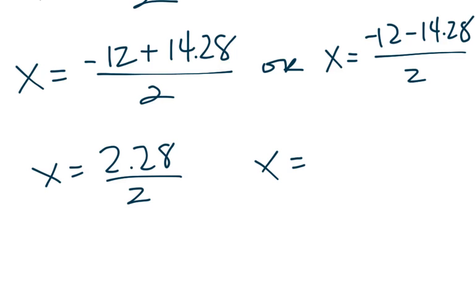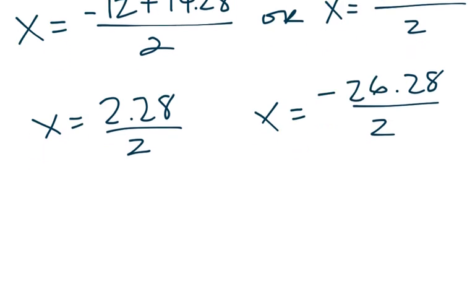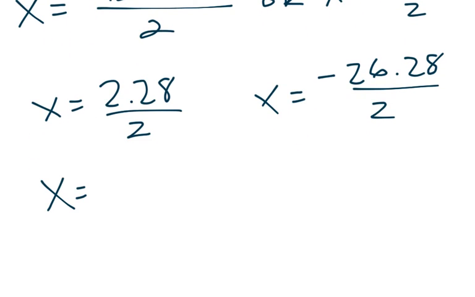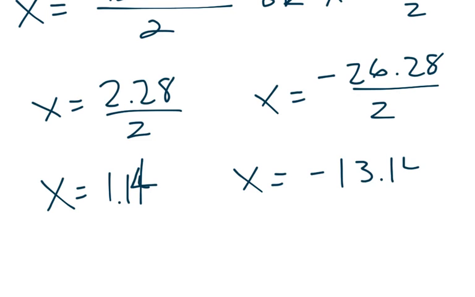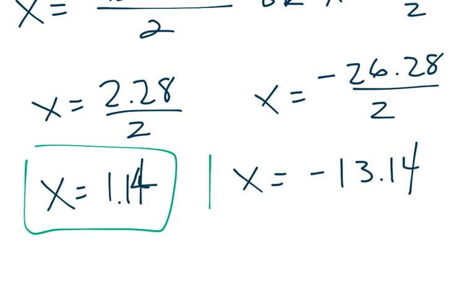or x equals negative 26.28 over 2. And now we're going to divide both of these numbers by 2. On this side, we have x equals positive 1.14, or x equals negative 13.14. So here are your two answers.